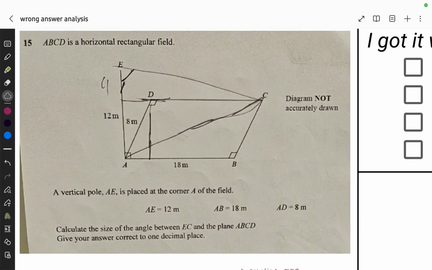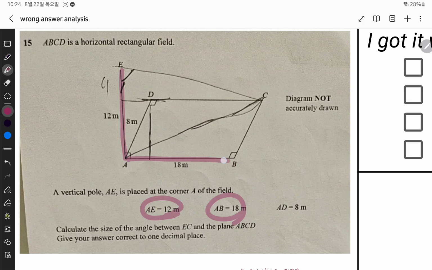So next up, we have another geometry problem using Pythagorean theorem. It reads, ABCD is a horizontal rectangular field, and the diagram is not accurately drawn, and the vertical pole AE right here is placed at the corner A of the field. And then it says AE is 12 meters, AB is going to be 18 meters, and AD is going to be 8 meters.